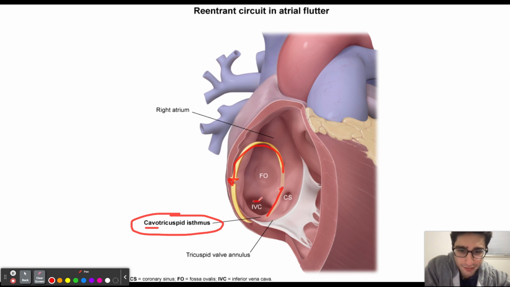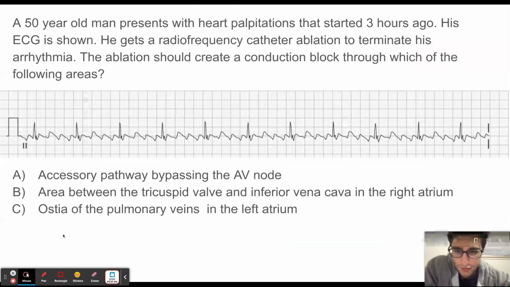Cavo for inferior vena cava, and tricuspid for being next to the tricuspid valve. So this tissue is going to be between the inferior vena cava and the tricuspid valve. So cavo-tricuspid isthmus is the abnormal tissue that is going to cause atrial flutter. Now let's go to our answer choices.